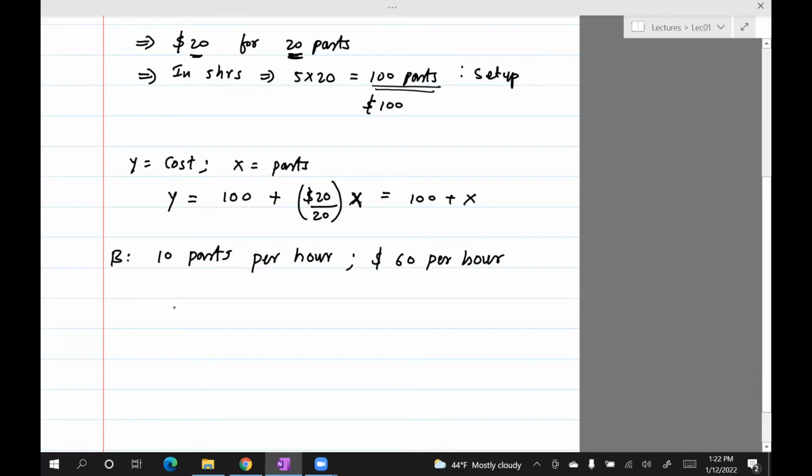So we'll incur $60 for 10 parts, right? Because if you pay $60, we'll have 1 hour worth of work, and in 1 hour you can produce 10 parts.